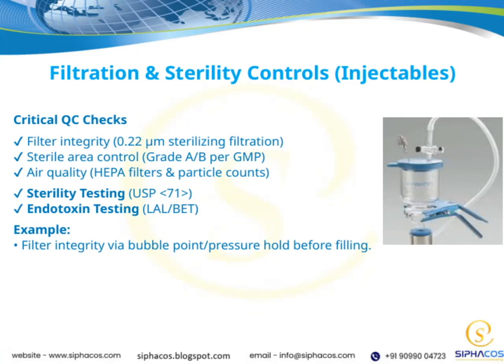Now, let's take a closer look at the critical QC checks involved in filtration and sterility controls for injectables. First, filter integrity is essential, and we typically verify this with a 0.22 micron sterilizing filtration. Ensuring the filter's integrity means we are effectively removing bacteria and particulates, which is crucial for patient safety. One common method we use is the bubble point test or pressure hold test before filling, which confirms the filter is functioning properly. Next, maintaining a sterile environment is vital.